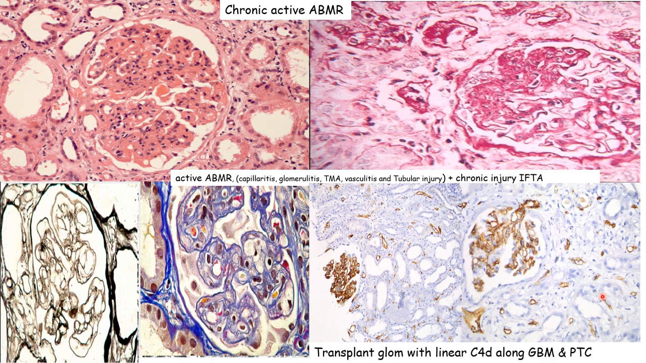If in addition to these chronic changes, we also have features of capillaritis, that is the neutrophils in the peritubular capillaries or in the glomeruli, changes of TMA or vasculitis or tubular injury, and we have the peritubular capillaries showing C4d, then we give a diagnosis of active on chronic antibody mediated rejection.